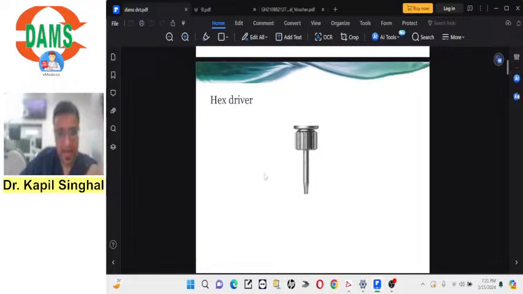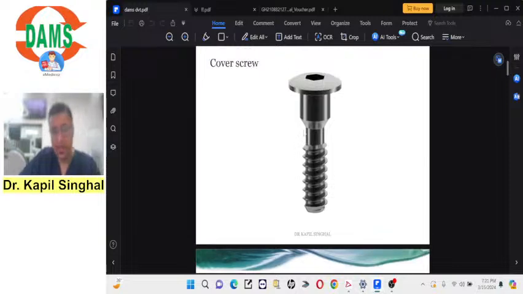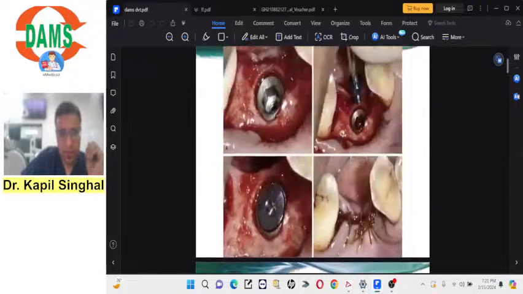So if they give you this diagram, this is a hex driver. Okay, so this cover screw is placed. Now after 3 months, when the patient comes to you, because you have placed the cover screw and given the suture, your implant will be covered with a soft tissue.